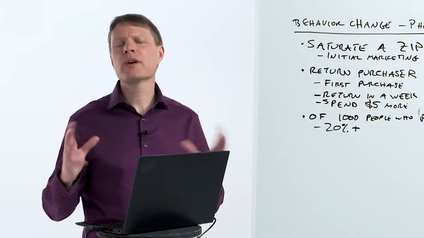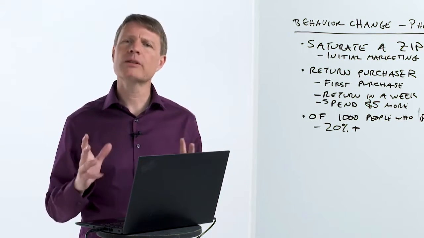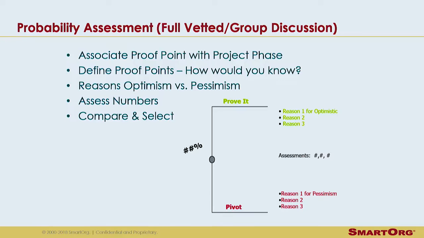So by now you've defined your proof point in terms of how you would know, and we want to move into how you actually quantify this and pull it all together. So if you look at the slide, in the procedure we talked about associating the proof point with the phase and defining how you would know. Now we're going to talk about reasons for optimism and pessimism and how to go about assessing the numbers.